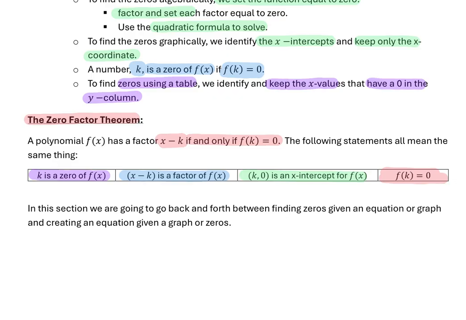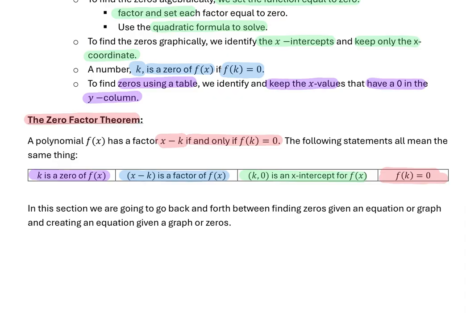The one thing I do want to point out is that in all of these, k is a zero, k comma 0 is an x-intercept, f of k equals 0, but when we talk about it in factored form, our sign is different. That's the main thing to focus on: when we go from just a number to a factor, we change the sign. Just like when we go from a factor to a number, to solve for x we have to move that number over to the other side and change the sign.